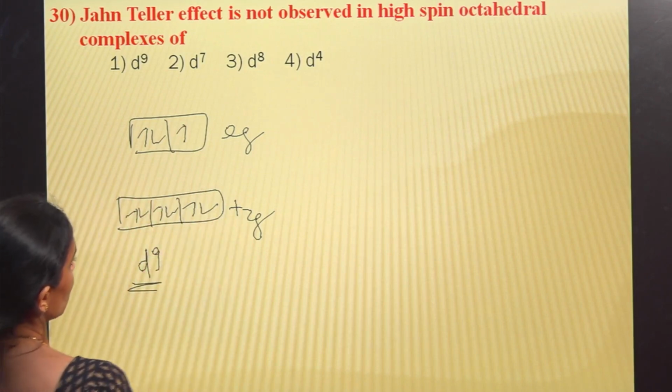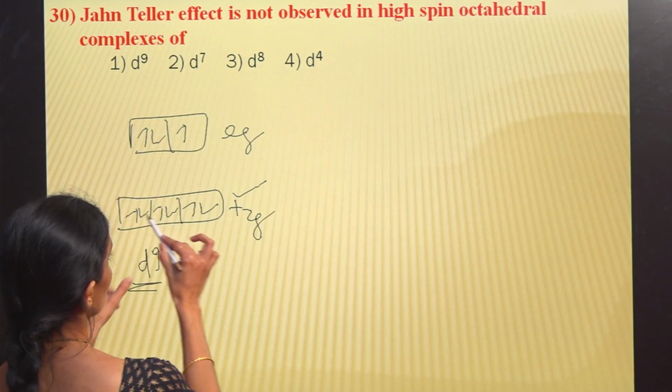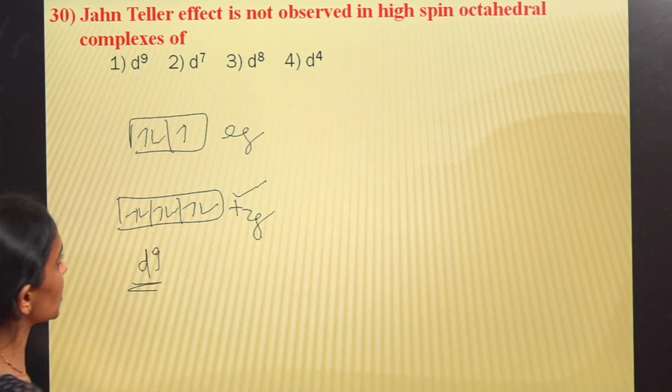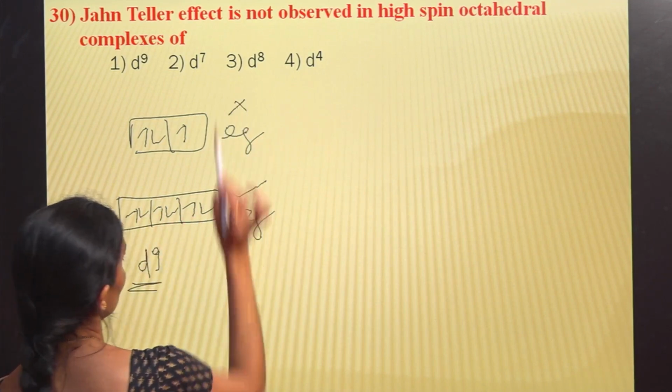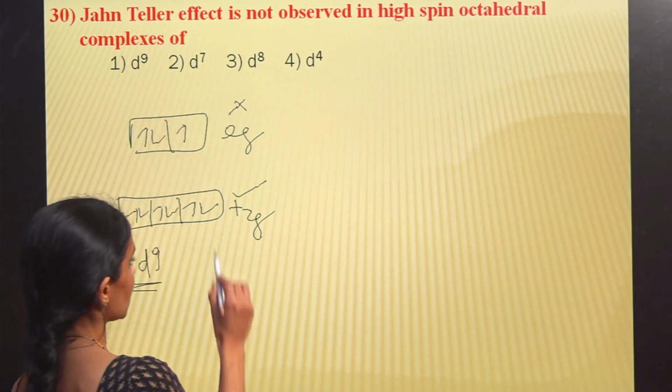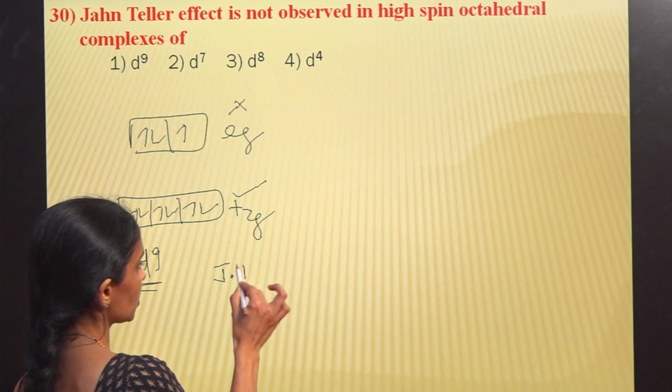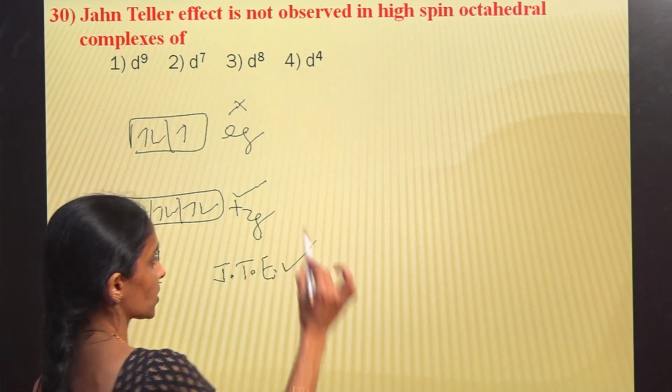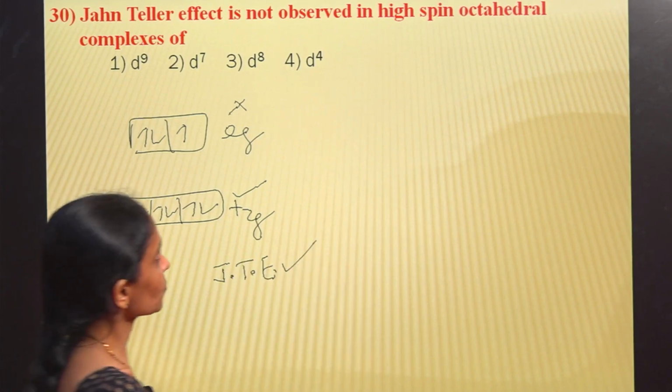Now, look at the configuration. In this there is symmetry, all 3 orbitals have 2 electrons. But here there is no symmetry, this has 2, this has 1 electron. Hence this is an unsymmetrical configuration and the Jahn-Teller effect is seen here.